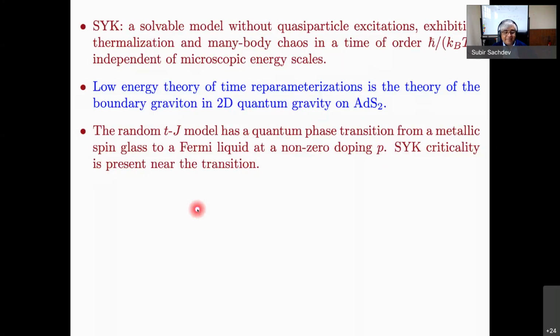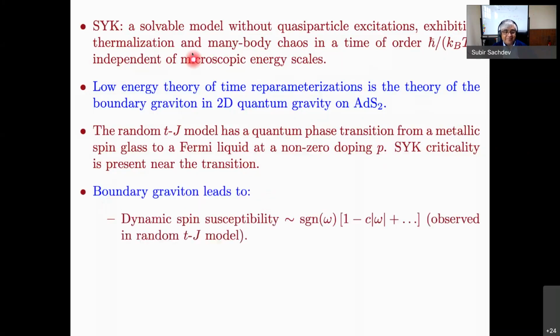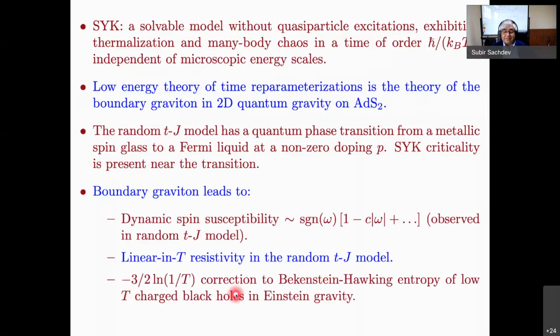And then the boundary graviton, which is present in both of these models, gives a lot of very interesting properties. It gives you this linear in omega correction to spin susceptibility, gives you linear in field resistivity, and the universal corrections to the Bekenstein-Hawking entropy. Amazingly, these two facts are connected. Okay, thank you very much.